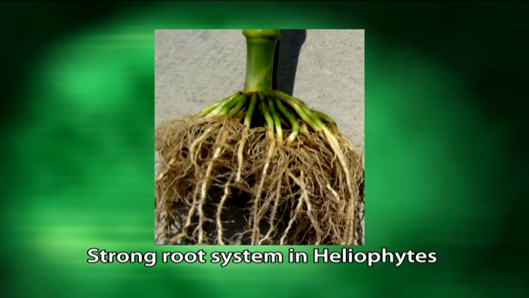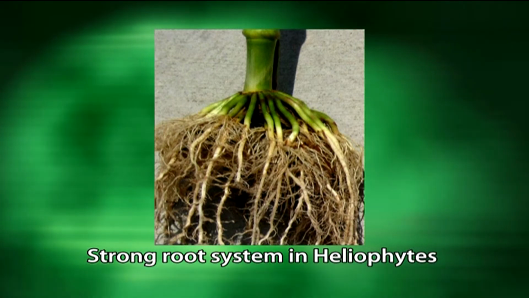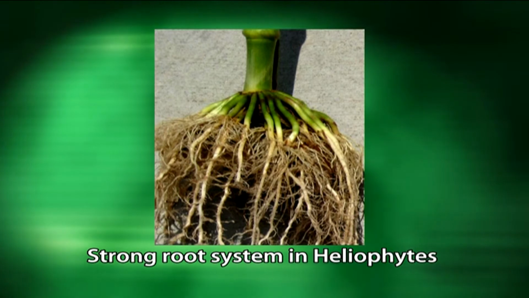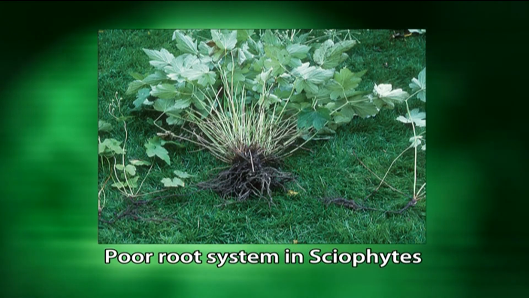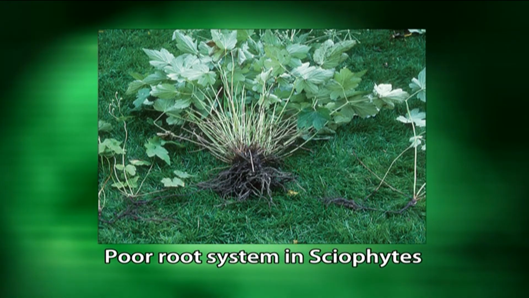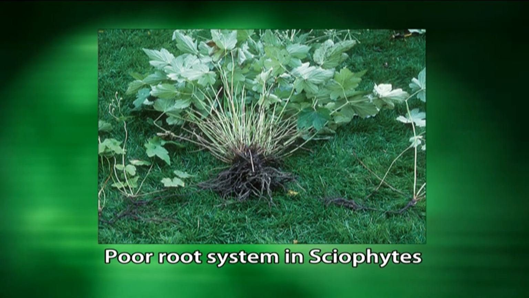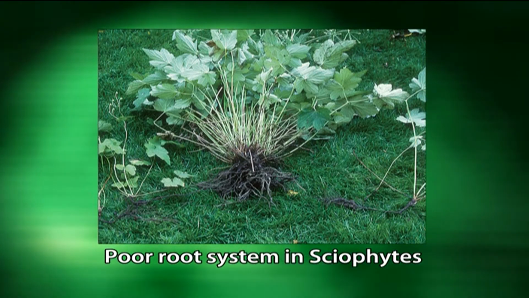In heliophytes, more resources are allocated to roots so that a strong root system is developed for efficient water absorption. The xerophytes, on the other hand, have a poorly developed root system, as they don't preferentially allocate resources to the structure because of a low or little or no transpiration demand.